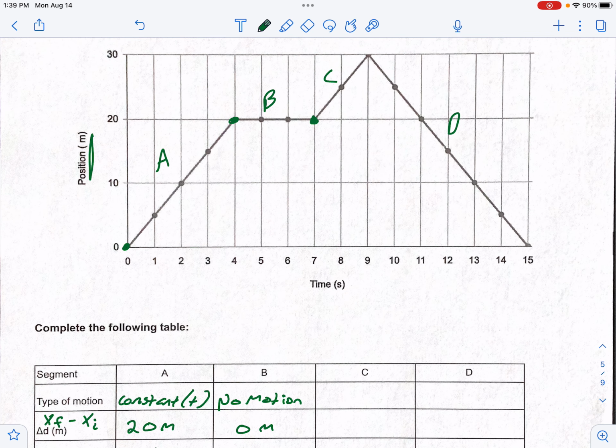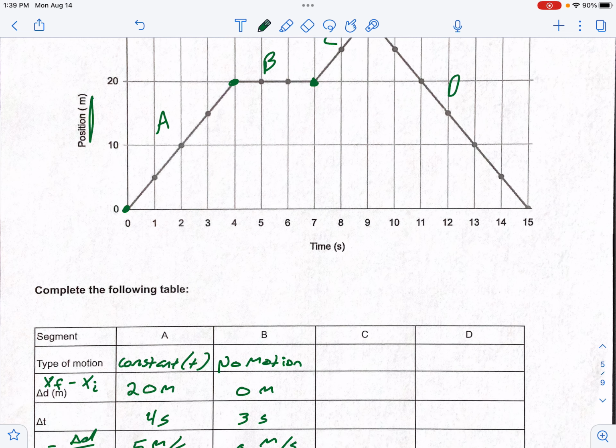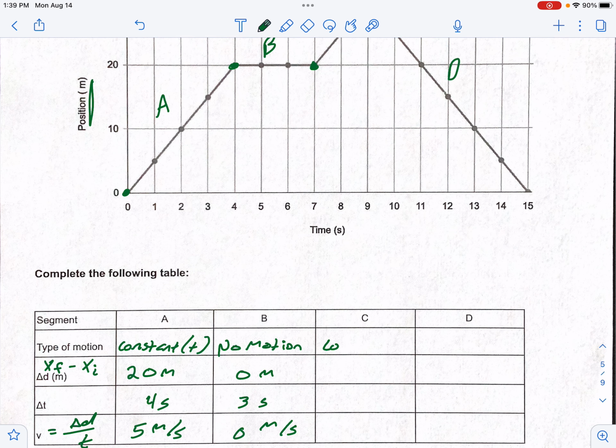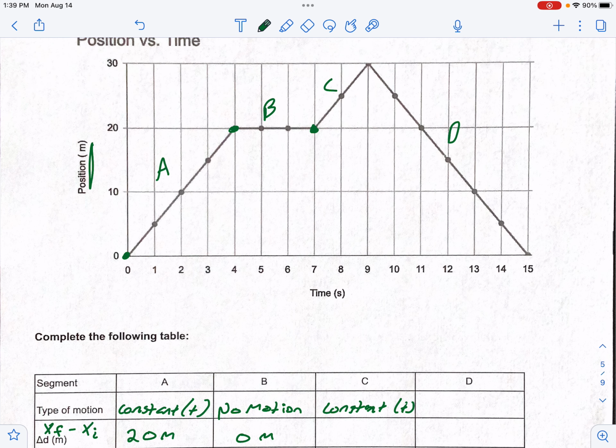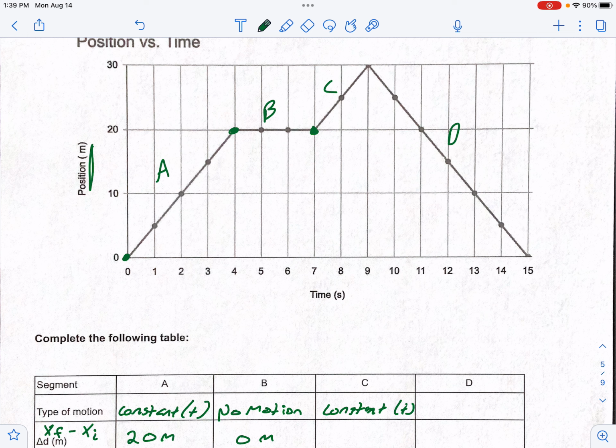Now, line C, we're going to look at what type of motion this is. We're going back up again at a constant rate, so this is going to be constant positive. Okay, and we're going to find our displacement. So where did we end? What was our final? Our final is right here, at 30. Now our initial for line C was 20 right here.